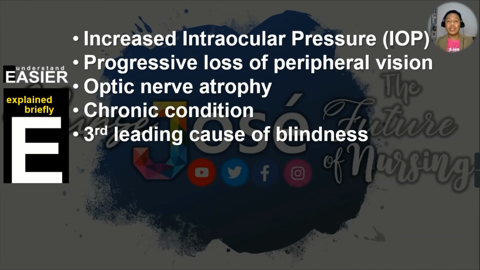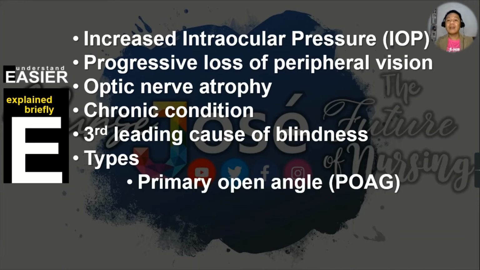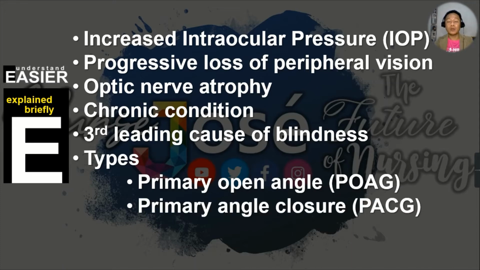Most of the time this condition causes blindness because it causes optic nerve atrophy. And of course we have three main types of glaucoma. We have your primary open angle glaucoma, and at the same time we also have your primary angle closure glaucoma. Primary angle closure glaucoma requires emergency management. That's why this patient probably needs emergency surgery, because there will be a need to restore or prevent the peripheral vision from being lost immediately.